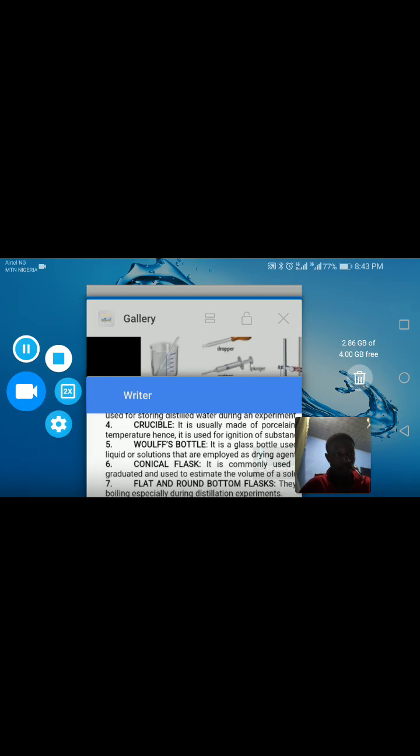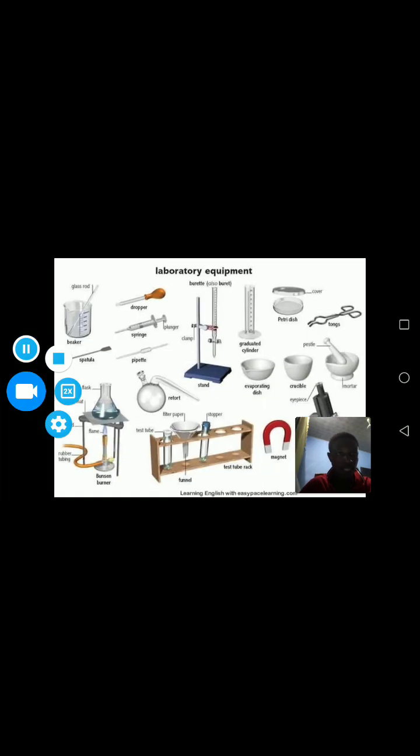All right, a crucible, and from the screen it is there from that picture sent. Where is it? I think I saw it here. Okay, if it's not, I think it should be there. Okay, let's move to the next one. So that's crucible we have discussed.